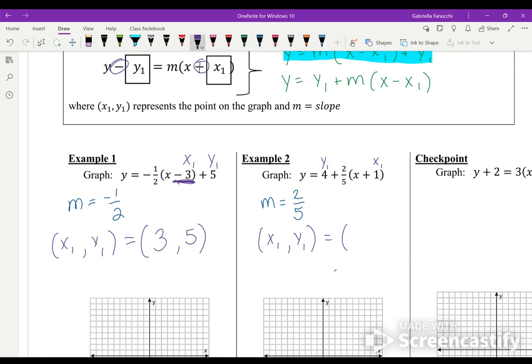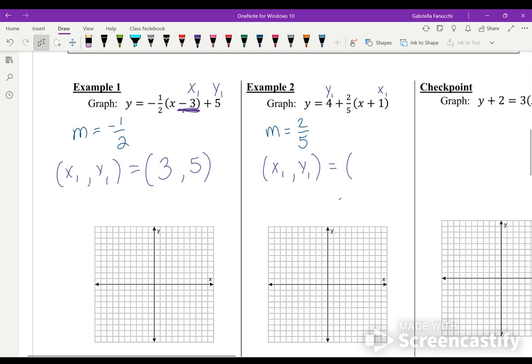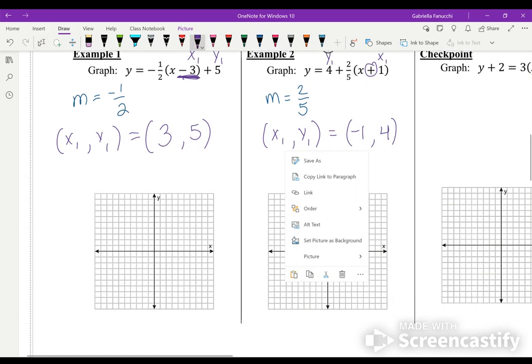Now, if you see a plus sign, that means your points are negative, because a negative times a negative is going to be a positive. I know I kind of messed that up, but if you see x minus x1, it's going to be positive. So this is actually +3, +5. And then this one here, we see the plus sign, so it's going to be a -1, and that y is just +4. Let me go back and regraph the other one.